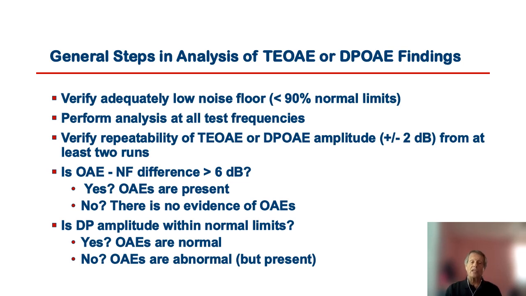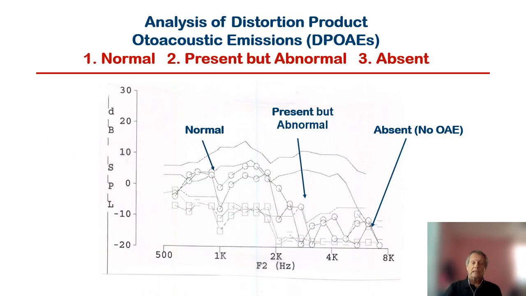The next question is, if the OAEs are 6 dB or more above the noise floor, are they within the normal range? Is the amplitude of the OAEs within the normal range? If that's the case, then we can be quite sure that all of the outer hair cells are functioning normally in that patient. So the 3 possible outcomes are: present and normal, present but abnormal, and absent. And here's a graph, a DP-gram, showing that.